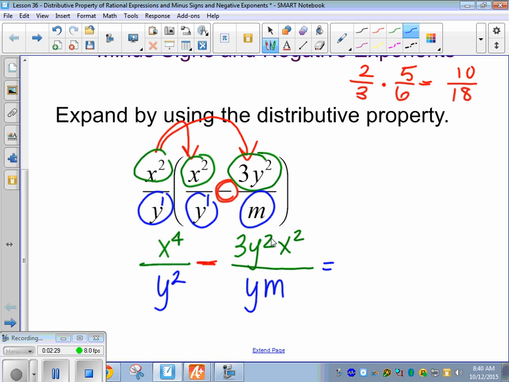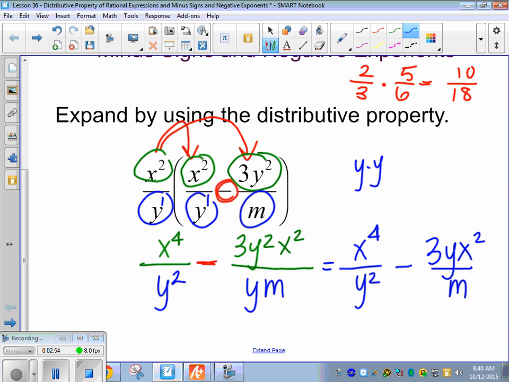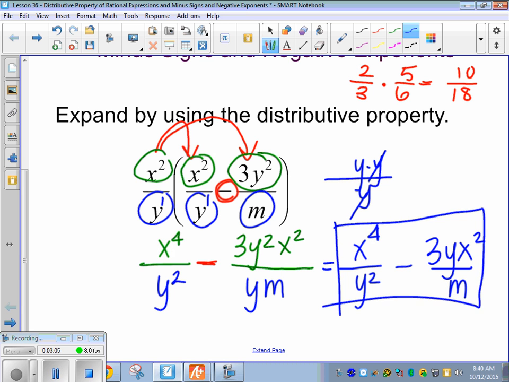Yeah, so I have a y squared and a y, so I can actually make this a little bit more simple. So the first term will stay the same. I can't cancel out anything there. But on my second term, I have a y squared on the top and a y on the bottom. So the 3 will stay the same. Y squared over y just leaves one y on the top, x squared, and then over m. The reason for that is this is basically y times y, right? And then there's a y on the bottom. One of them cancels out. So 3yx squared over m. And that is our final answer.